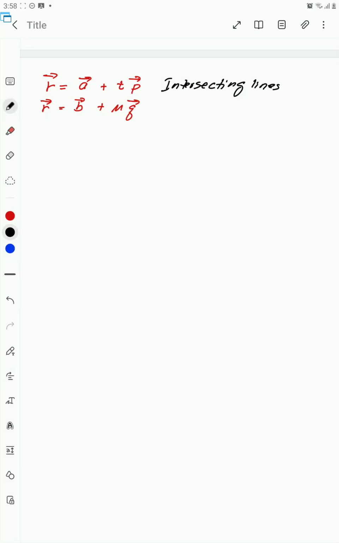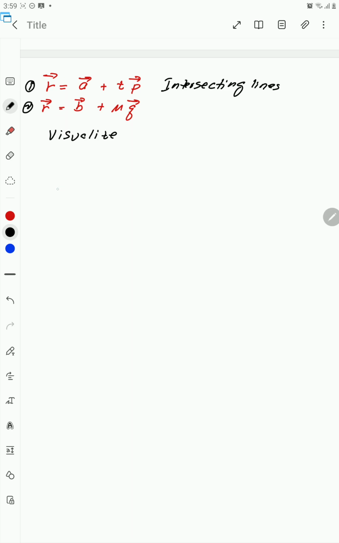This video is about intersecting lines. So let's say that I have two lines here. R is equal to some number A plus tP, then B plus uQ. Now, what we know is that, first of all, let's try to visualize what are the possibilities of two lines.